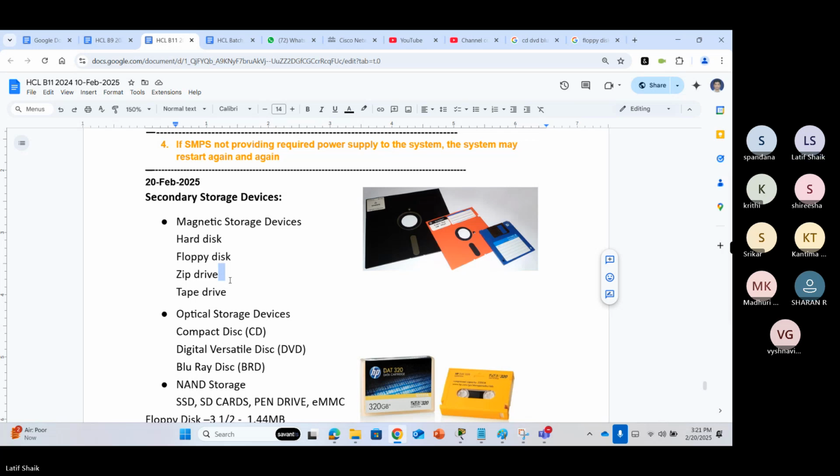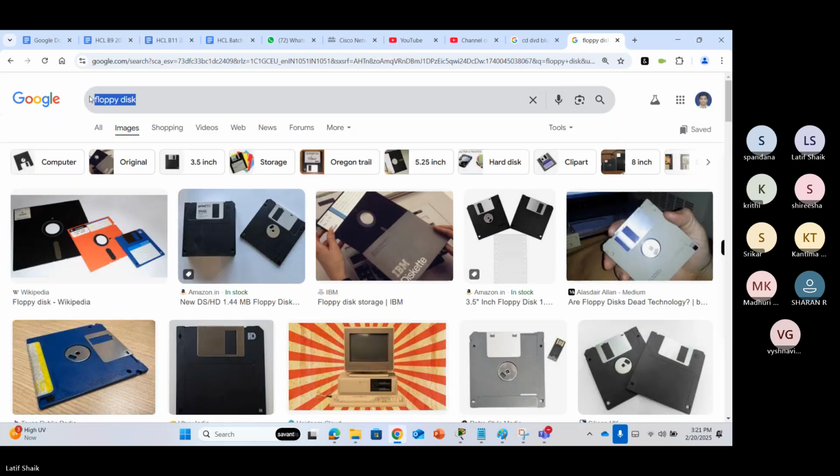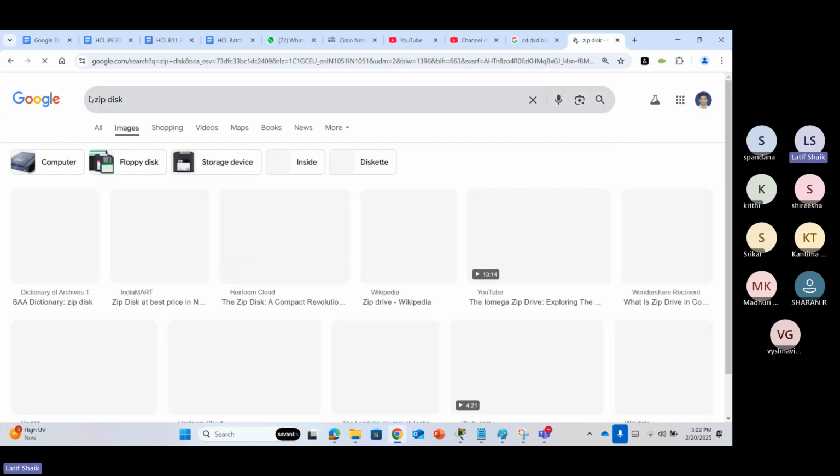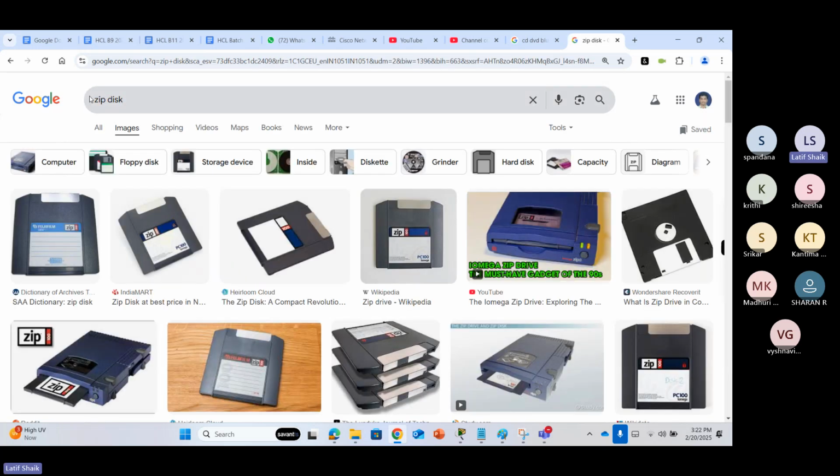Next is zip drives. Zip drives. These zip drives are a little bigger than your floppy disk. Floppy disk is maximum 1.44 MB, but the zip drives can hold 100 MB, 250 MB of data also. So earlier days they used these zip drives to copy the operating system from one system to another system, just like a cloning kind of process.